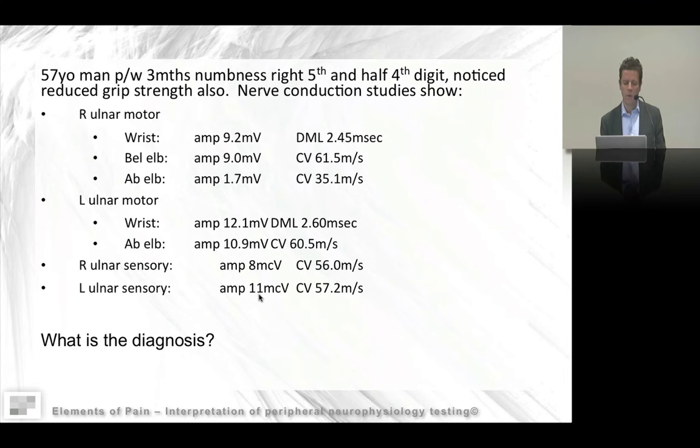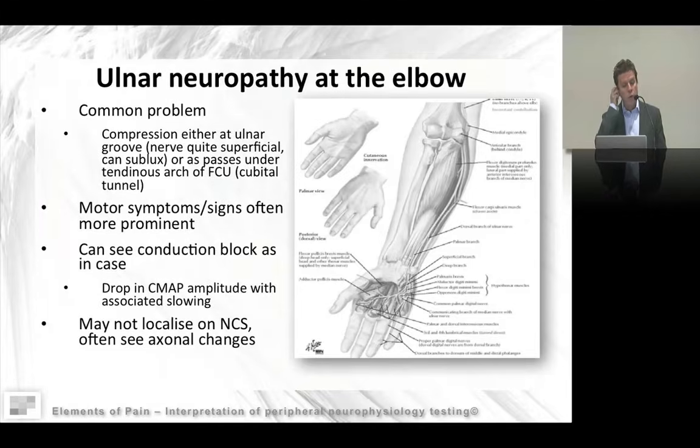it shouldn't, because what we've got here is a definite ulnar neuropathy at the elbow, and this is quite common. It's probably the second most common thing we would check in the lab after carpal tunnel. The location of the compression, or damage, can be a bit variable. It can be at the ulnar groove, and as we know, the nerve's quite superficial, and a lot of people have a shallow groove which the nerve can sublux, or it can be compressed as it passes under the tendinous arch formed by the aponeurosis of flexor carpi ulnaris, and that's the cubital tunnel.